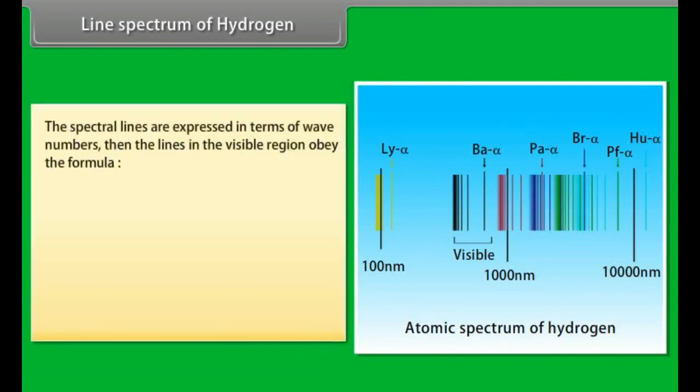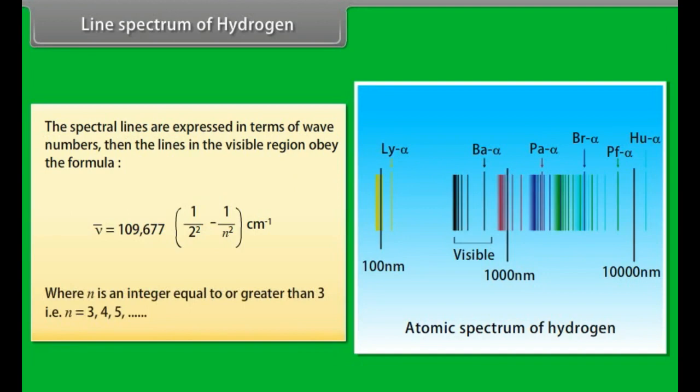The spectral lines are expressed in terms of wave numbers. The lines in the visible region obey the formula: wave number is equal to 109677 into (1 by 2 square minus 1 by n square) per centimeter, where n is an integer equal to or greater than 3, that is, n is equal to 3, 4, 5 and so on.